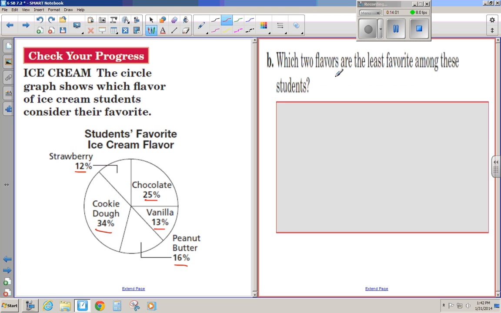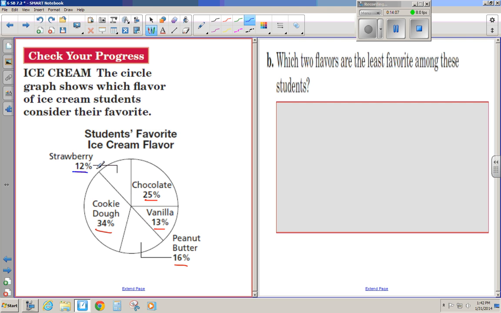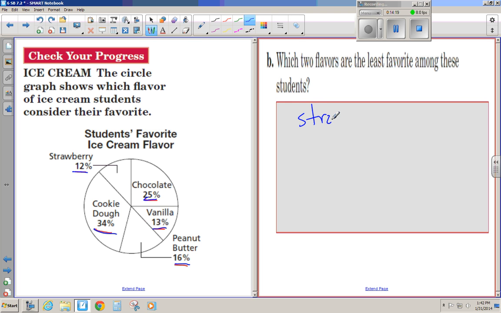Which two flavors are the least favorite among the students? So again, you're looking at the percentages. 12, 25, 13, 16, and 34. So which two numbers are the smallest? You should say that strawberry at 12% and vanilla at 13% are the least favorite among students.